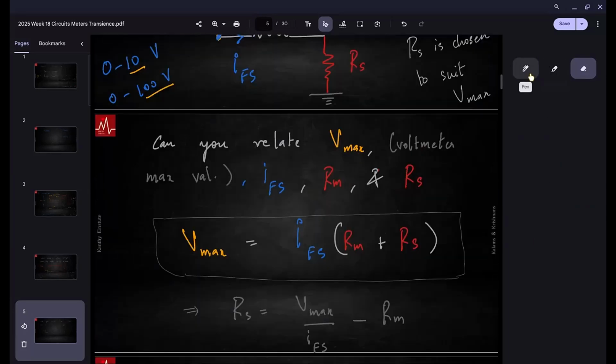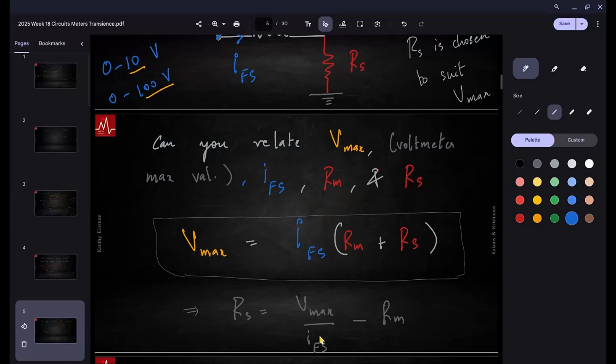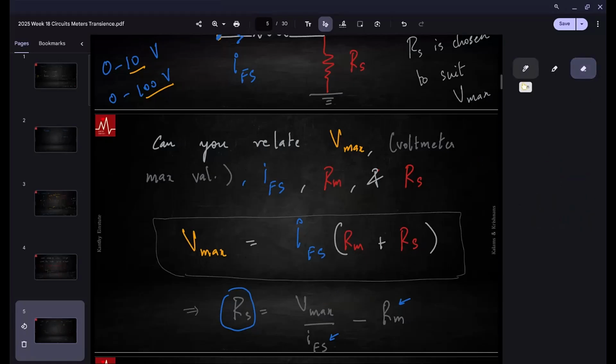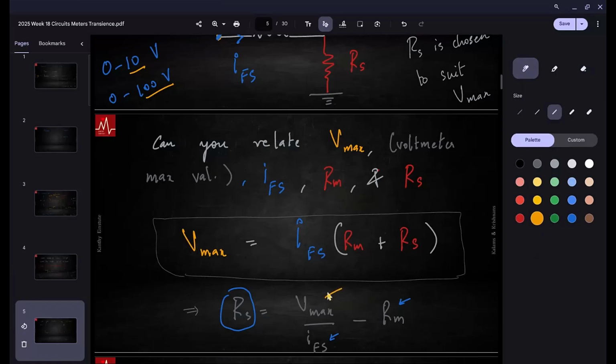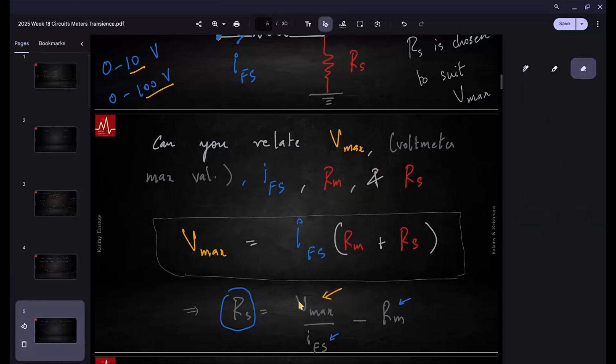This equation tells you, hey, if you know full scale deflection, if you know Vmax, if you know RM, I can help you pick the shunt resistance. Give me the voltage range that you're trying to measure, and based on that, I will give you the shunt resistance. For any other voltage less than that, the current is going to be lesser and the deflection is going to be less. So this is just V is IR, right? This is fairly simple.